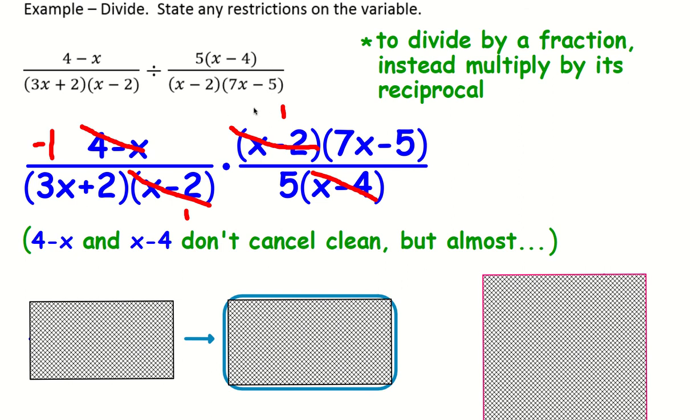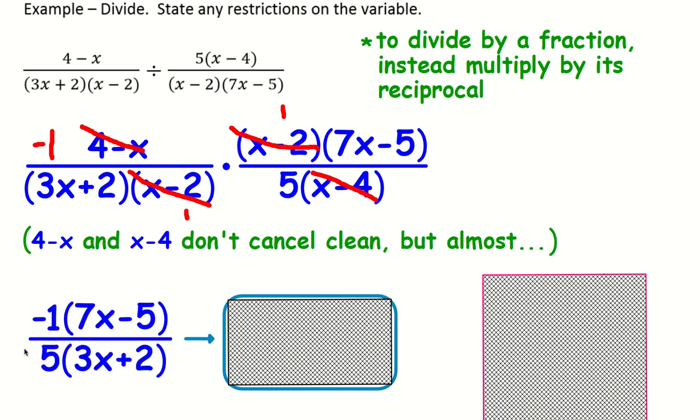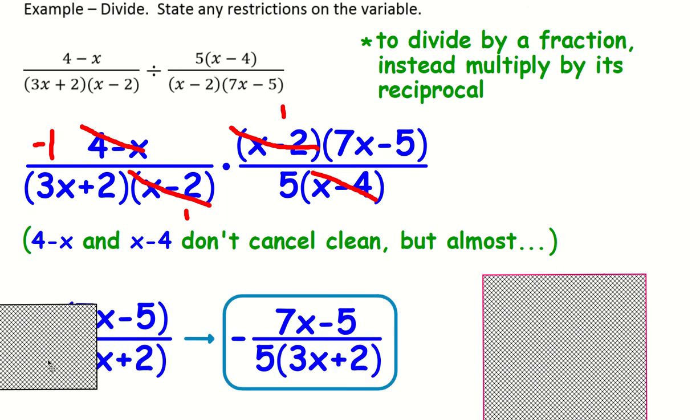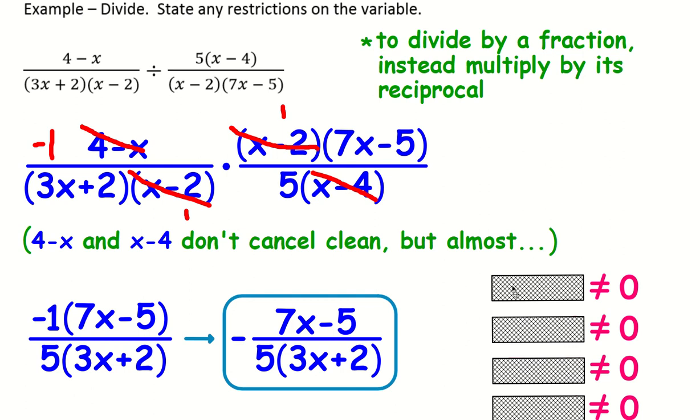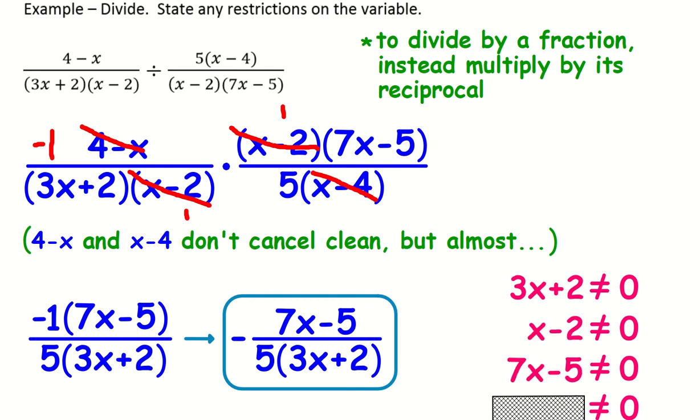And so after all the canceling, what you're left with is this, where I just brought the negative 1 way out in front. Okay, whatever. And then if you care about this other thing that I'm excusing everybody from, this would lead to x can't equal negative 2/3, and x couldn't also be allowed to equal positive 2 or positive 5/7 or positive 4.